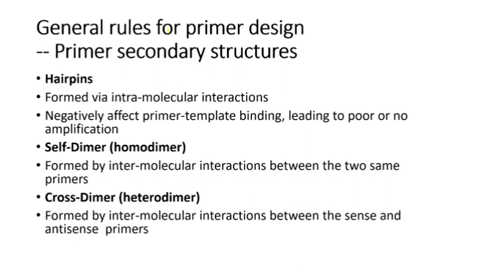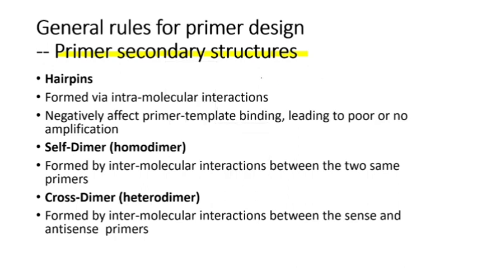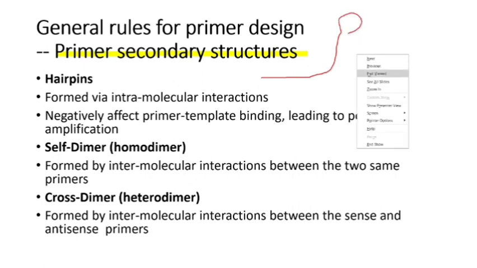These are the general rules of primer designing. Next is the primer secondary structure. As we said, if we go for a bigger, longer primer, it can form a hairpin-like structure. It can base pair with itself.